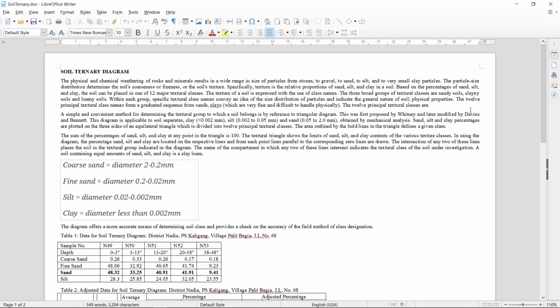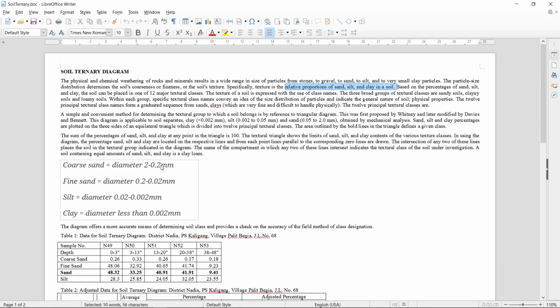Now, if we go to texture of soil, we see that soil texture is actually the relative proportion of sand, silt and clay in a soil. The three separate kinds of soil separates are: sand, which is the coarse soil separate; then silt, which has a diameter of 0.02 to 0.002 millimeter, in between sand and clay; and the finest soil separates are clay separates, which have a diameter of less than 0.002 millimeter.